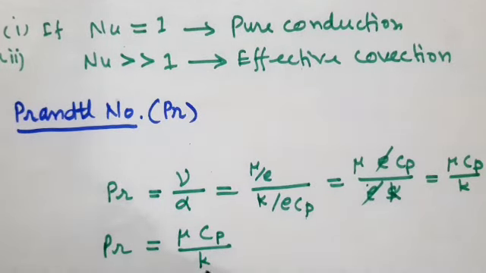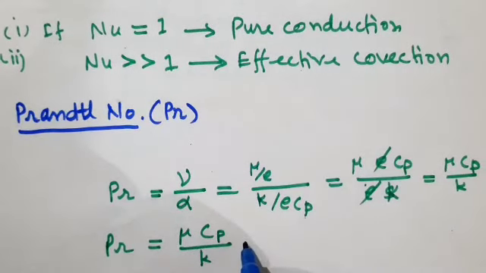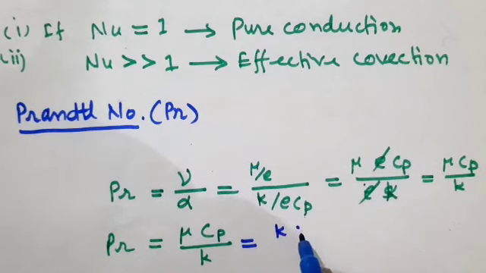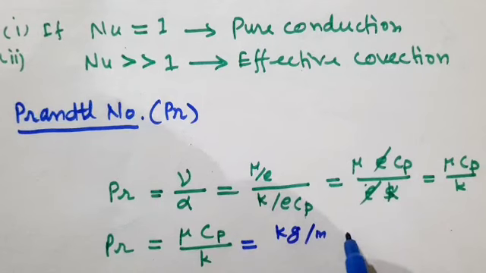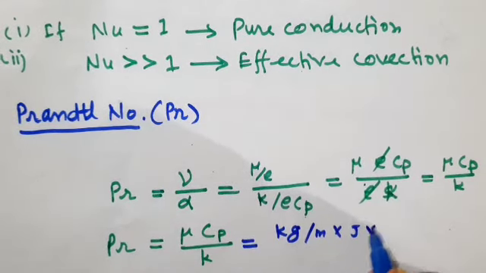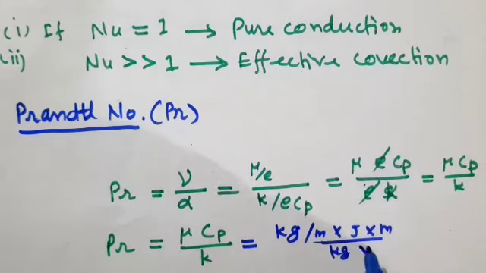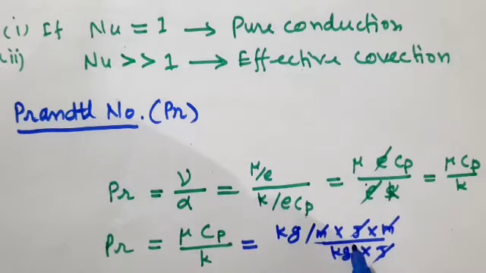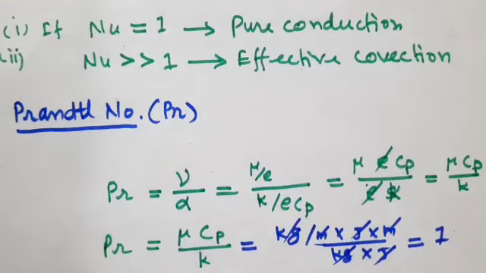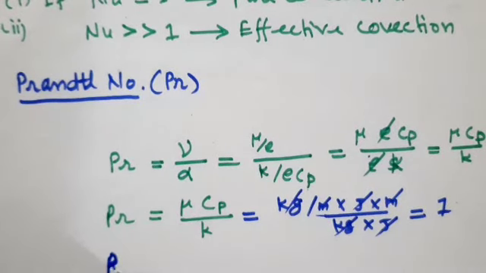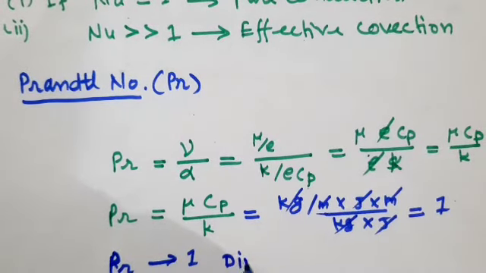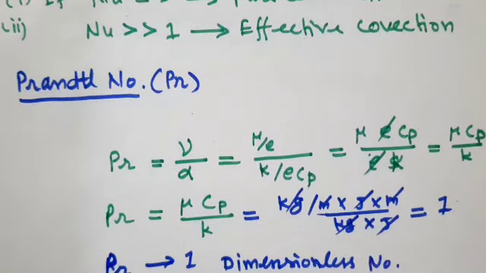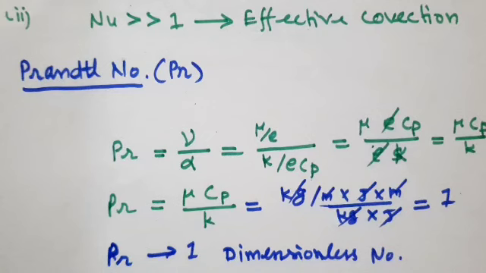And now we will talk about the dimensions of this formula. So we can say mu is equivalent to kg per meter second, Cp is joule per kg Kelvin, and K is joule per meter second Kelvin. Kg to kg is cancelled, m to m is cancelled. This will be equal to 1. So here we can say the unit of Prandtl number is 1. That's why it is a dimensionless number.